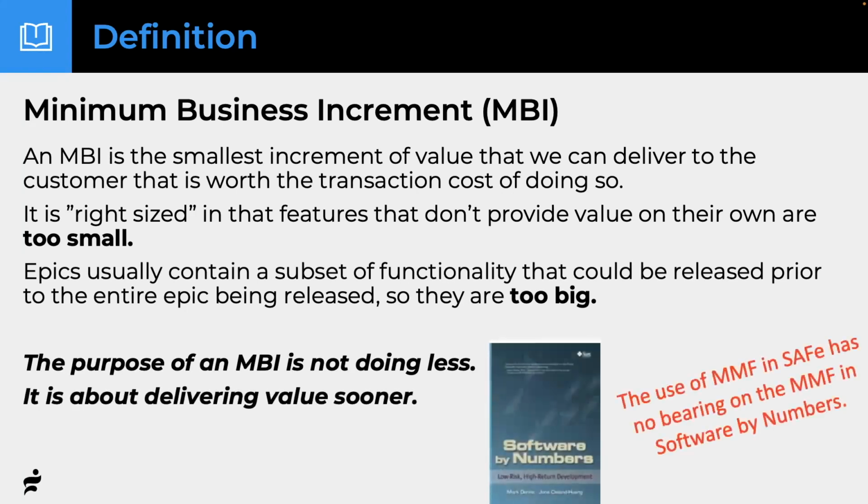Now, its predecessor in Software by Numbers is minimum marketable feature, or MMF. And again, SAFe has redefined this term. And SAFe's MMF has absolutely nothing to do with the Software by Numbers use. Both, except, have this idea of let's get feedback quickly. But pretty much all of what we're doing is getting feedback quickly. The reason we changed the term at Net Objectives from MMF, minimum marketable feature, to MBI, minimum business increment, was we ran into a lot of clients who were not marketing.